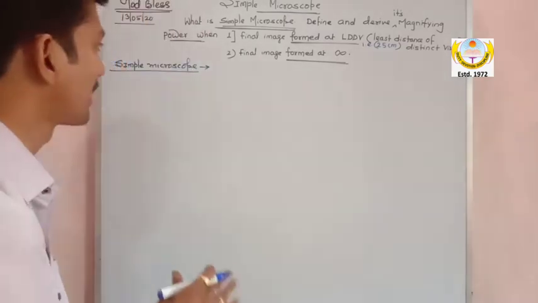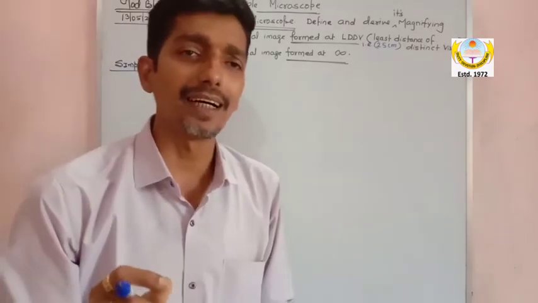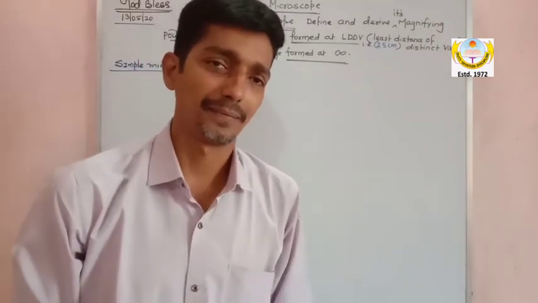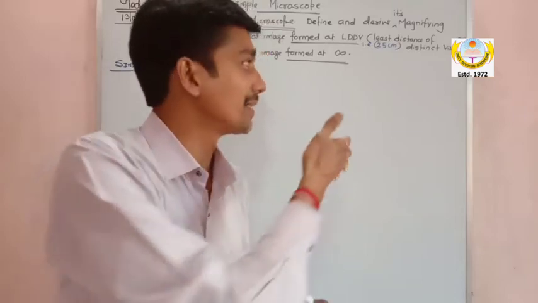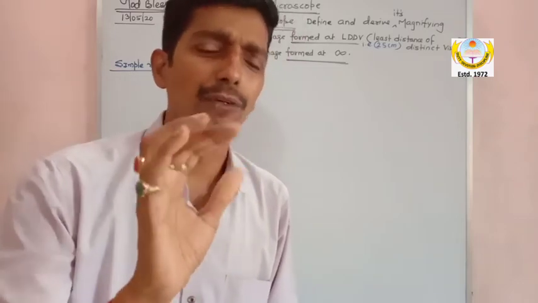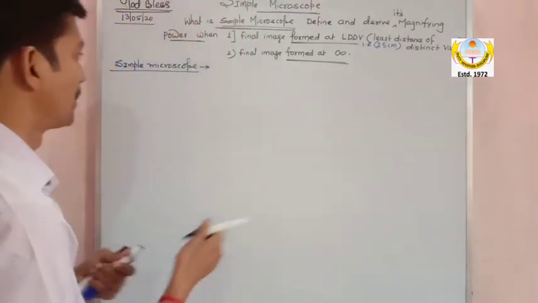So the first part is, what is a simple microscope? My dear, the simple microscope is a magnifying glass. You know that wristwatch repairers carry a magnifying glass to see an object kept near about 25 centimeter or within that. It is made up of a convex lens, but that convex lens has a very short focal length. So two points are important when we talk about a simple microscope.